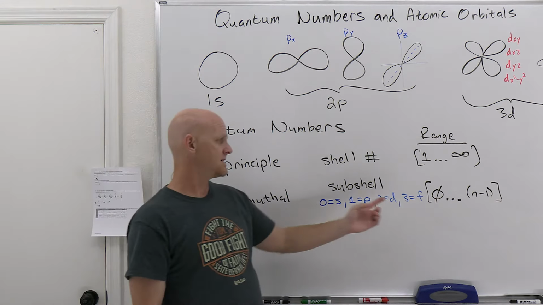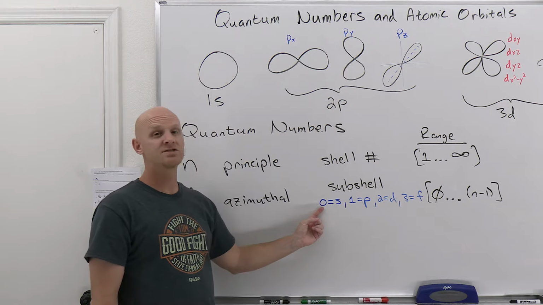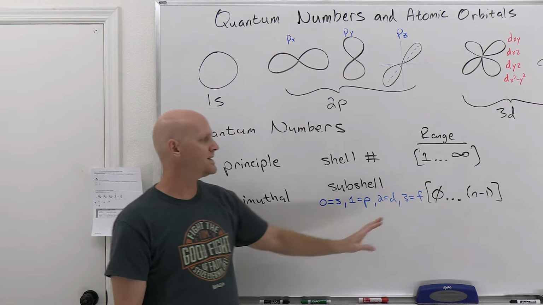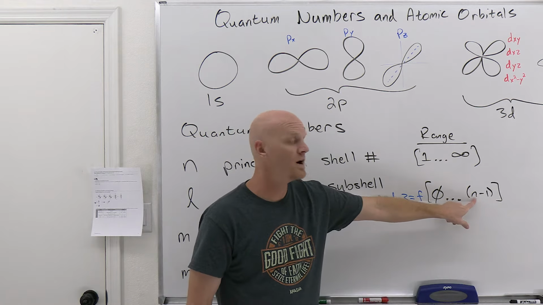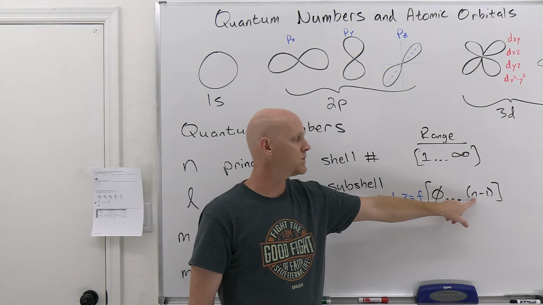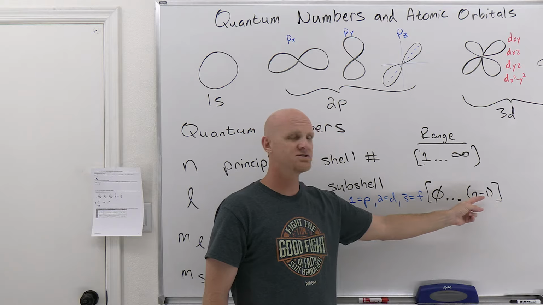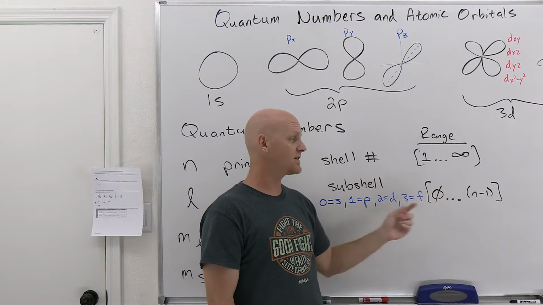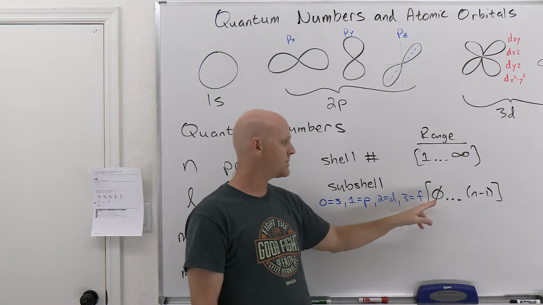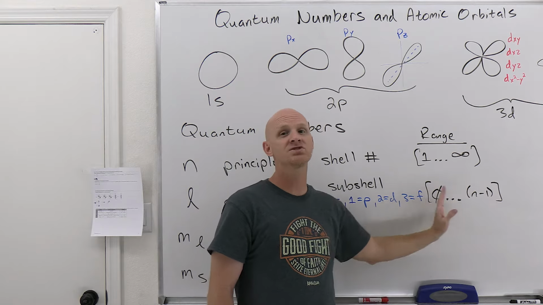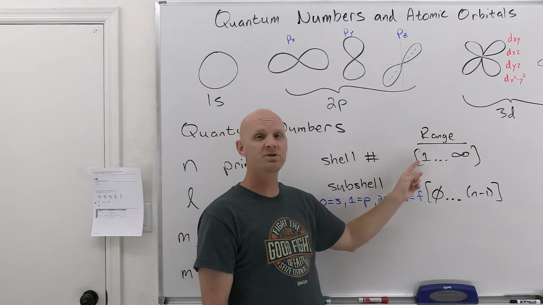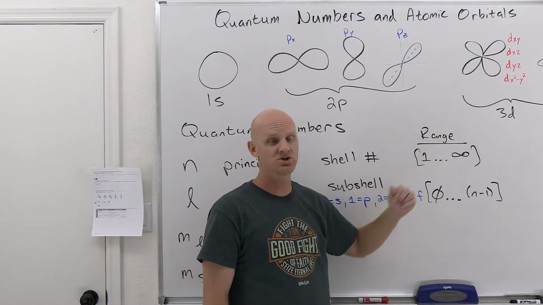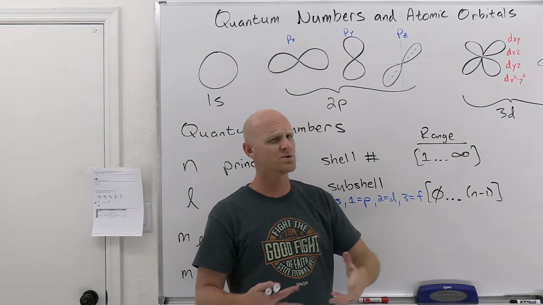But in this case, notice the lowest value it could have is 0. We saw that. But the highest value it takes depends on what shell you're in. If you're in shell number 1, i.e. n equals 1, well, 1 minus 1 is 0, and 0 up to 0 means the only value it can take is 0. And so here from 0 to n minus 1, all the integer values in between, and I should have said that up here as well, your range for the shell number is any integer value from 1 to infinity. So 1, 2, 3, 4, but not like 3.476.